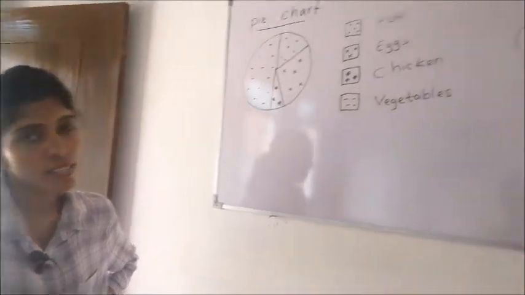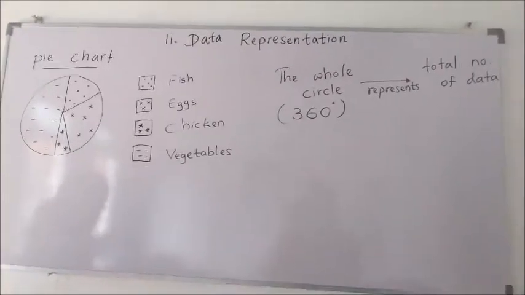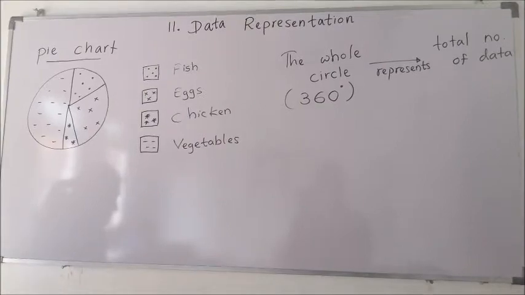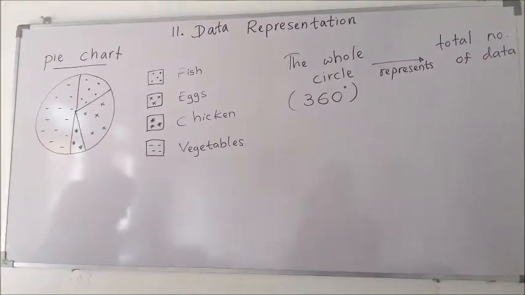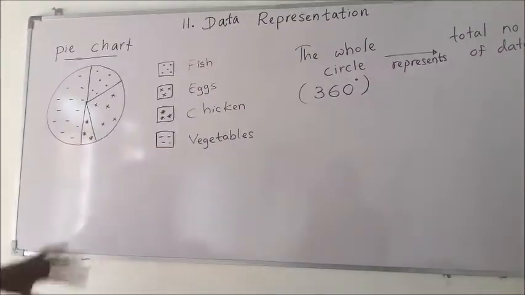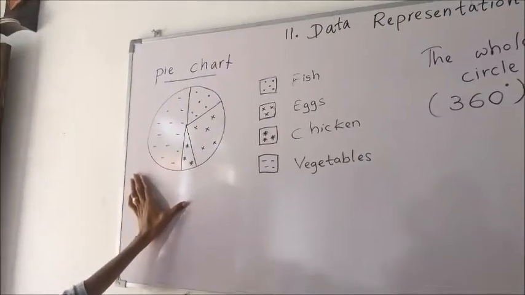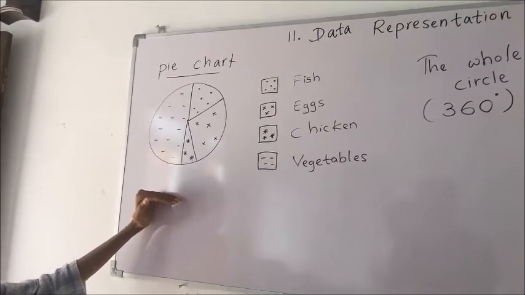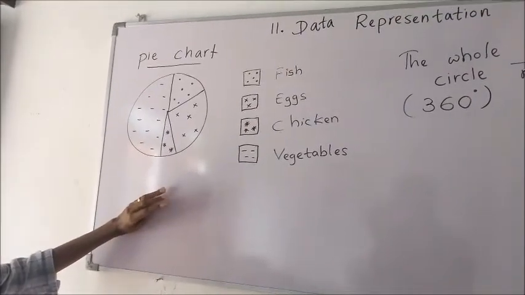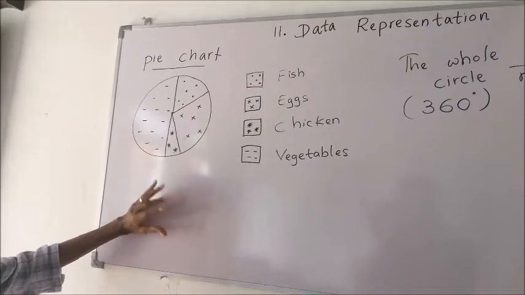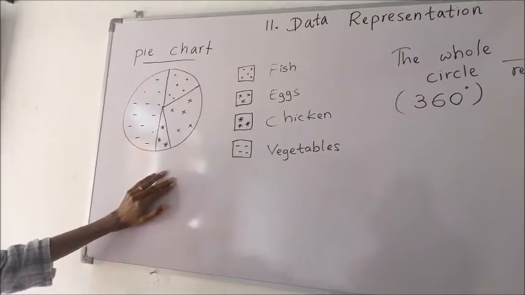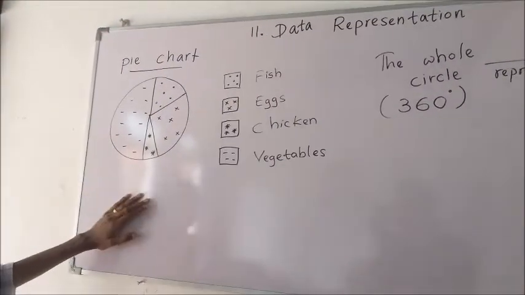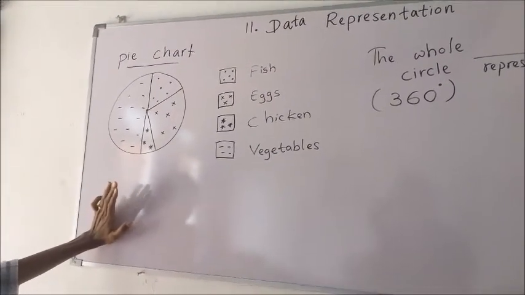Today our lesson is data representation. Under this data representation we learn how to represent data using a pie chart. For this pie chart we use a circle, right? The whole circle represents the total number of data. That means just imagine some data collected from some students, data collected from farmers, or some candidates likewise. Anyhow this data can be represented on a pie chart using a circle.